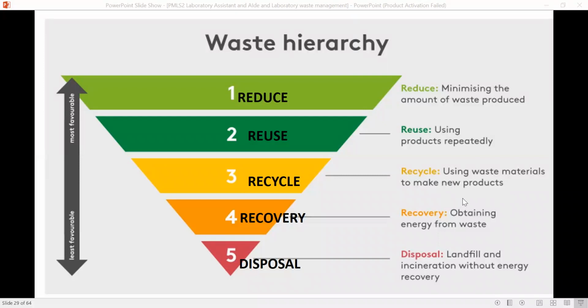So, next now will be recovery. Pag sinabi mong recovery, obtaining energy from waste. So involves yung capture of energy from trash. May mga maraming approaches diyan, yung mga pyrolyzation, yung mga ganon. Meron siyang mga energy na nakukuha diyan.